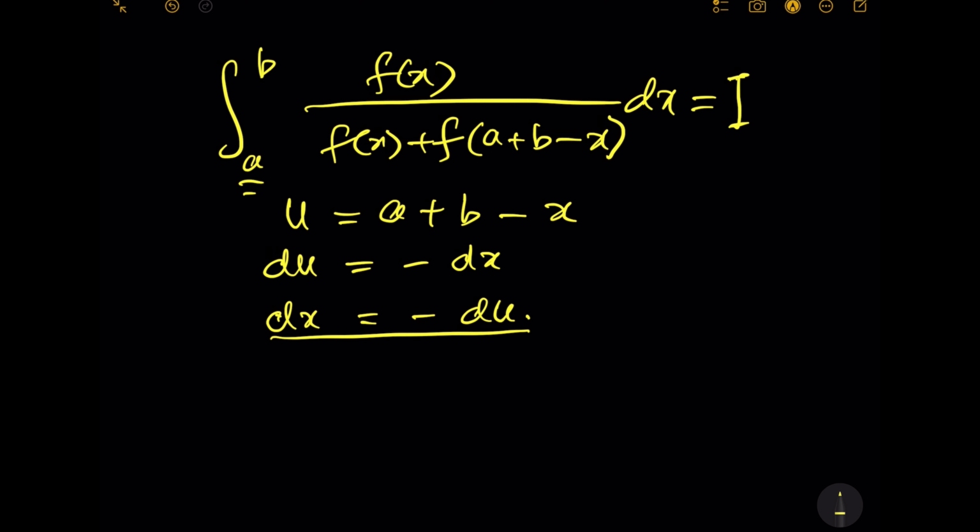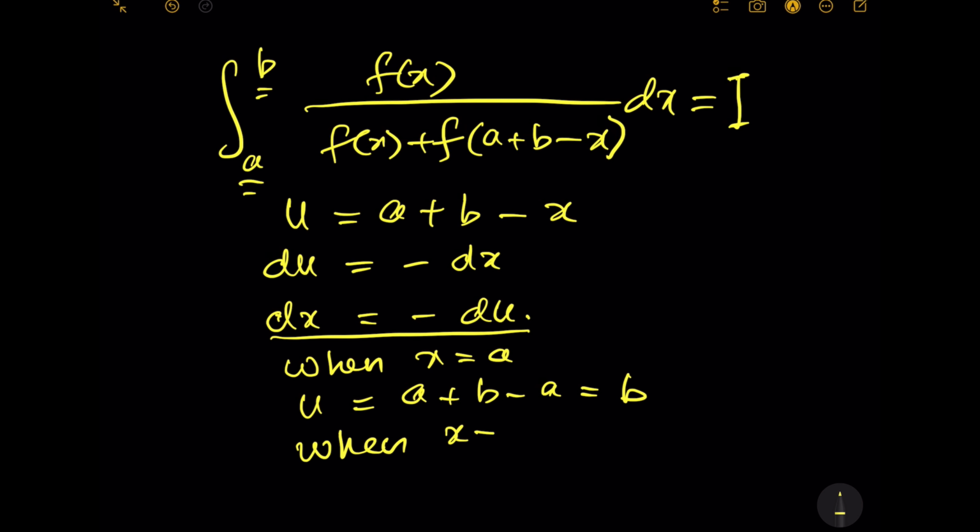Meanwhile, for the lower limit a, when x equals a, what is u? u will be a plus b minus a, which is equal to b. On the other hand, for the upper limit, when x equals b, u will be a plus b minus b, which is equal to a. So we now change the integration to function u.